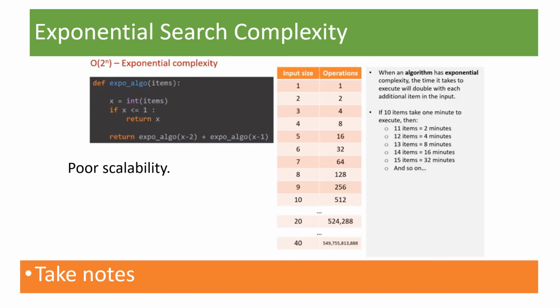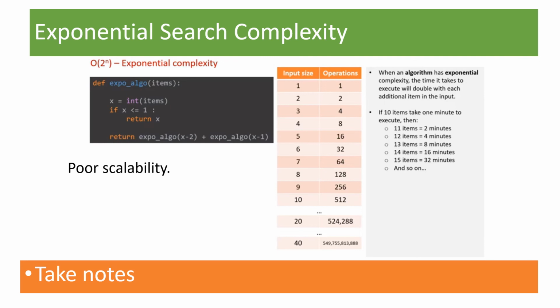The final one we're going to look at is exponential search complexity. This is represented as O 2 to the power of n. It takes a significant amount of time as we increase the data. The time it takes to execute will double with each additional item. Where we've seen the items double and the time doubles in a linear complexity, and in quadratic it grows more than double when the data doubles, with this one, for every input item, it doubles.